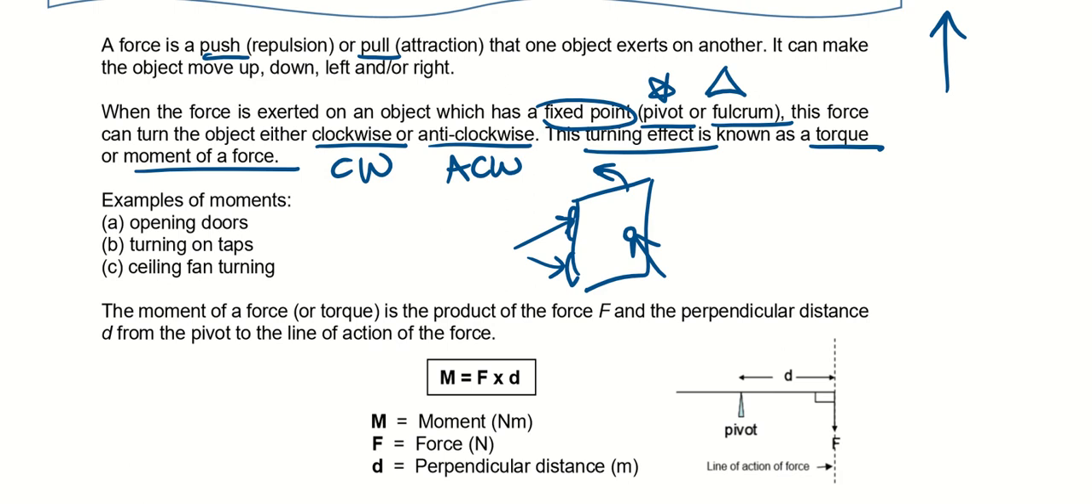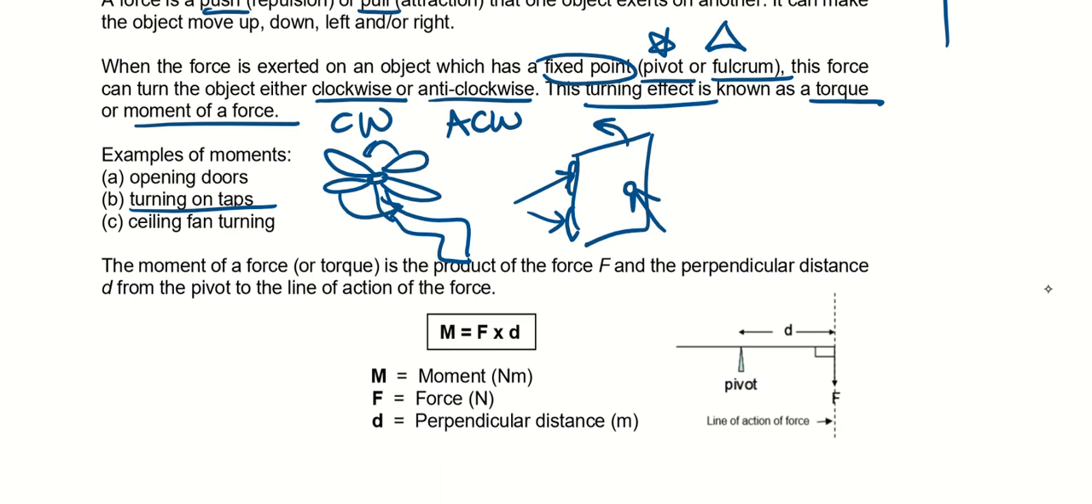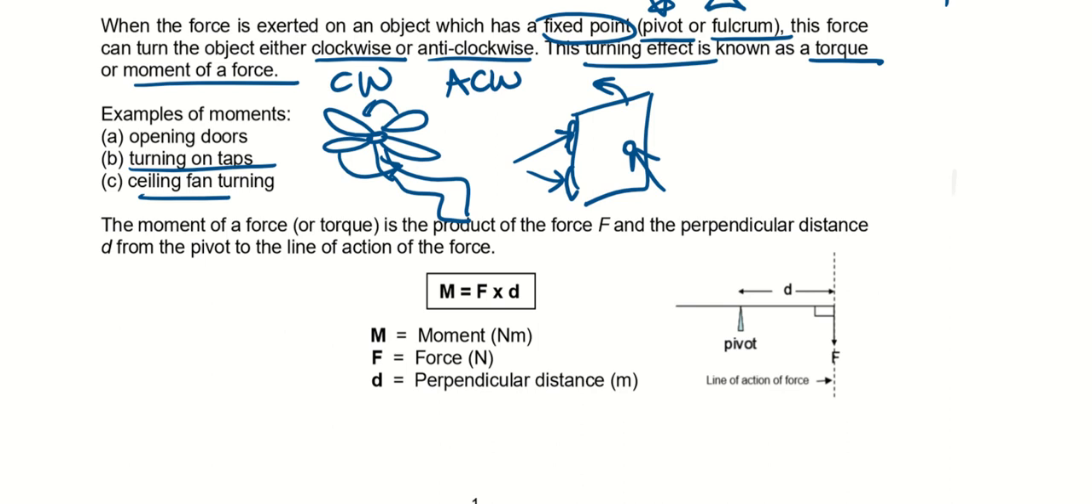It will turn, right? So sometimes we turn on the taps. For example, this is the tap. We turn this thing to open, turn on the tap, or turn off the tap. And also, if you look at the ceiling fan, they actually have a fixed point. The motor actually makes the ceiling fan turn. It applies a force about a fixed point.